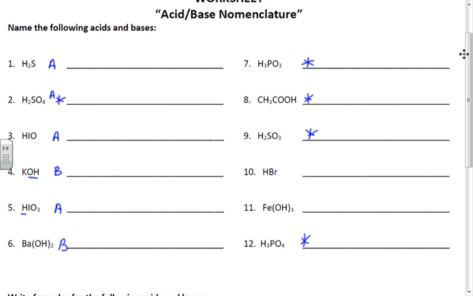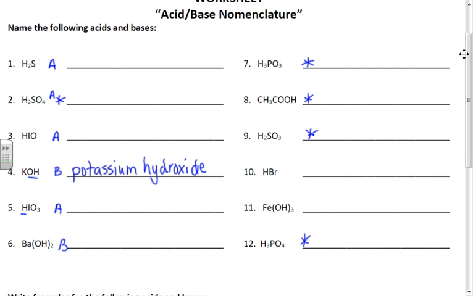The ones that are bases, we name them just as is. On number 4, K is potassium. And OH is hydroxide. I don't need a Roman numeral after potassium because I know potassium's charge when I look it up on my table. It's +1 on my periodic table.